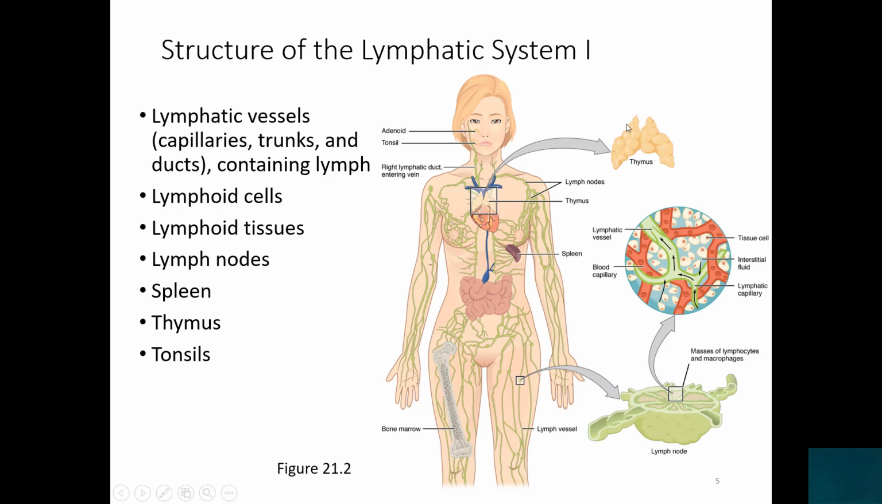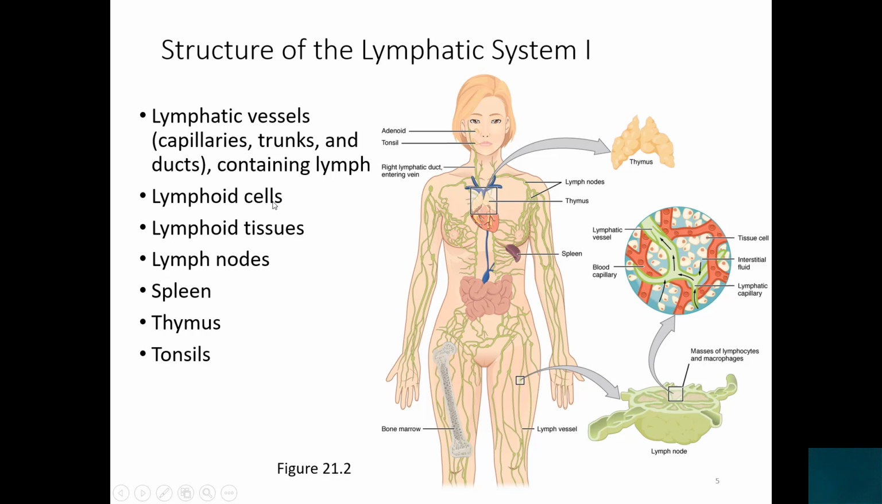Structure of the lymphatic system. Let's just name those structures. So, tiny lymphatic vessels collecting interstitial fluid, now it's lymph, they continue and turn into the larger lymphatic vessels called trunks and ducts. We have lymphatic vessels all over the body. They are green in this picture.